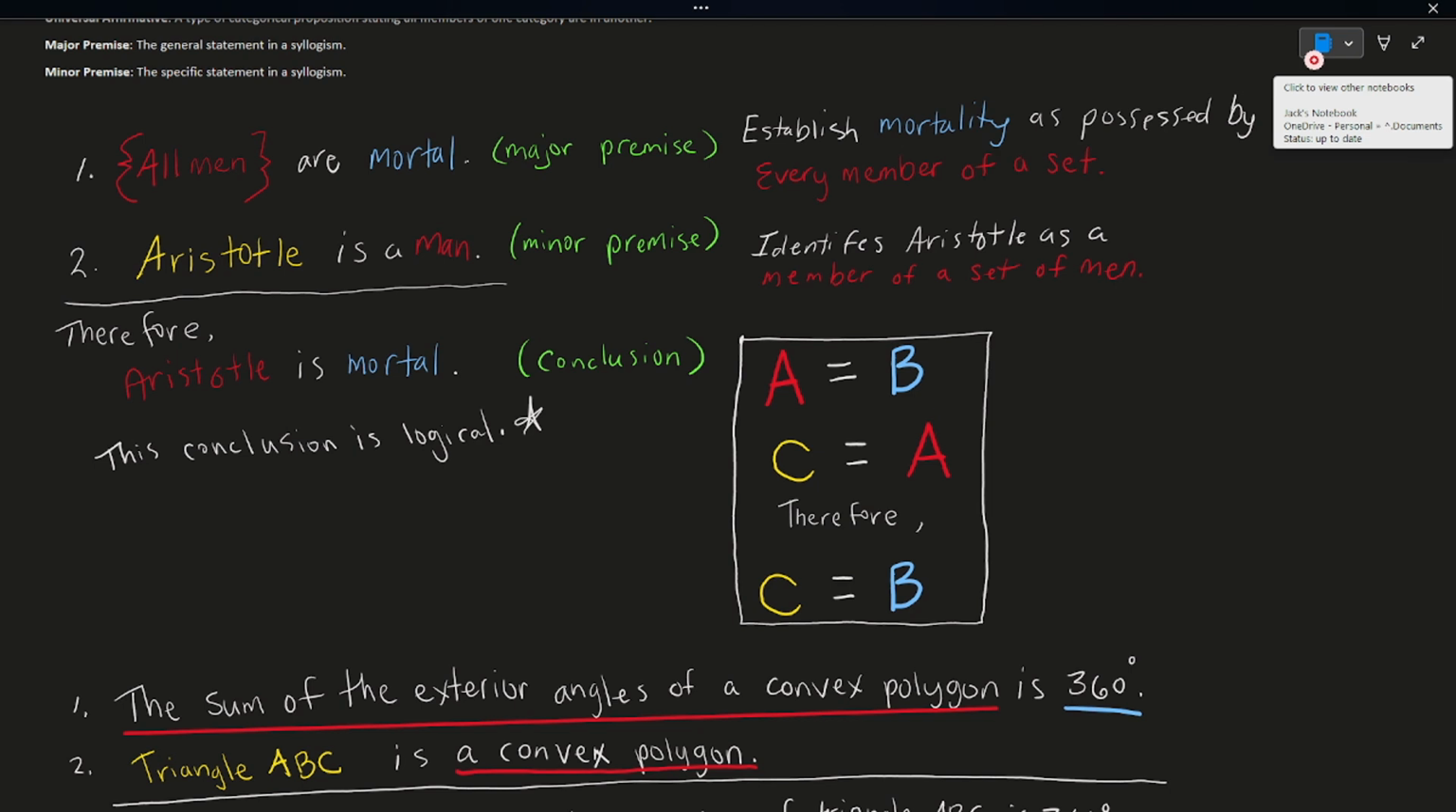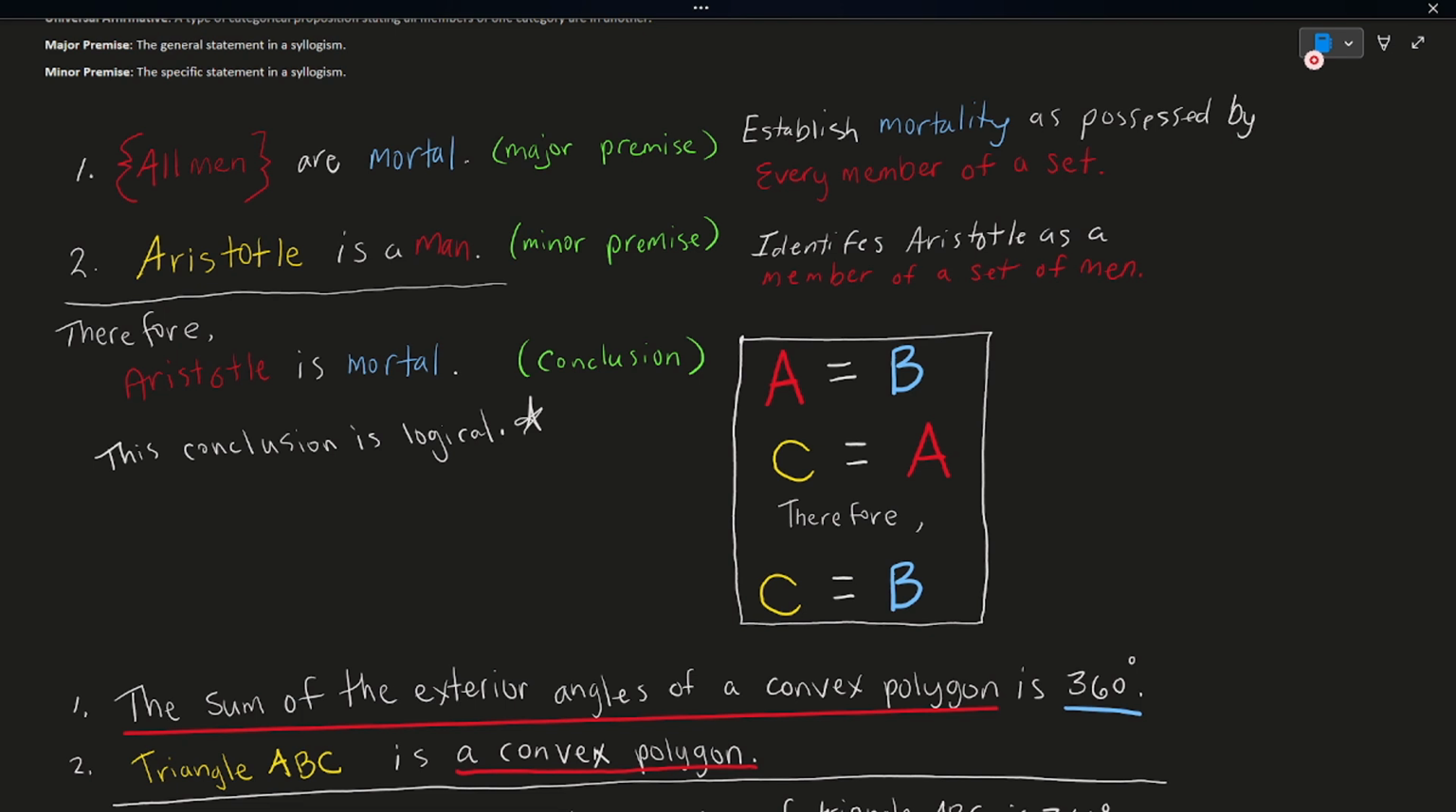But we have all men. I put these little set brackets in here to show you. It's all in red. This is going to be every member of a set, right? All men are mortal. This is the major premise. Aristotle is a man. This is the minor premise. Therefore, Aristotle is mortal. Conclusion. This conclusion is logical. Now let's see why.